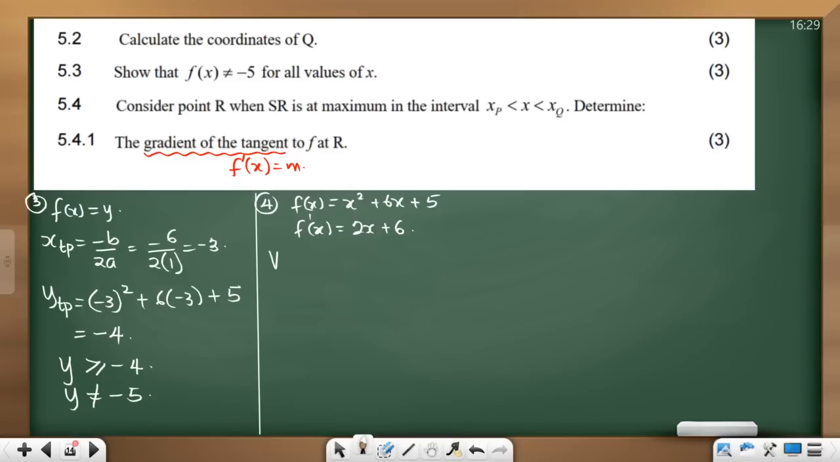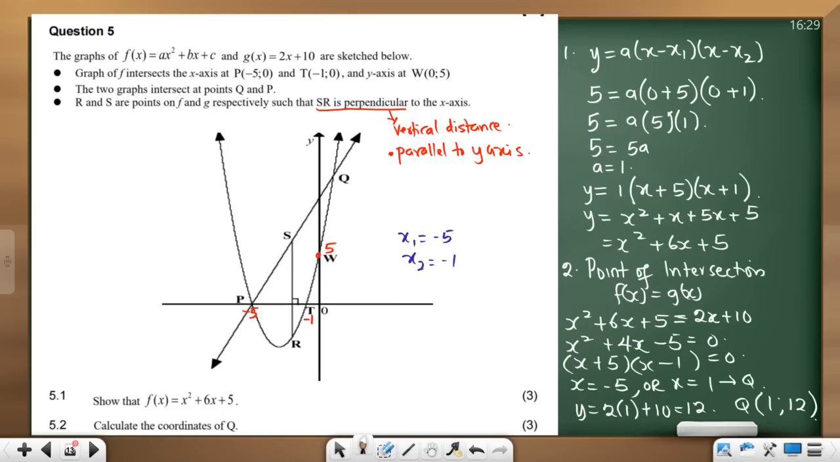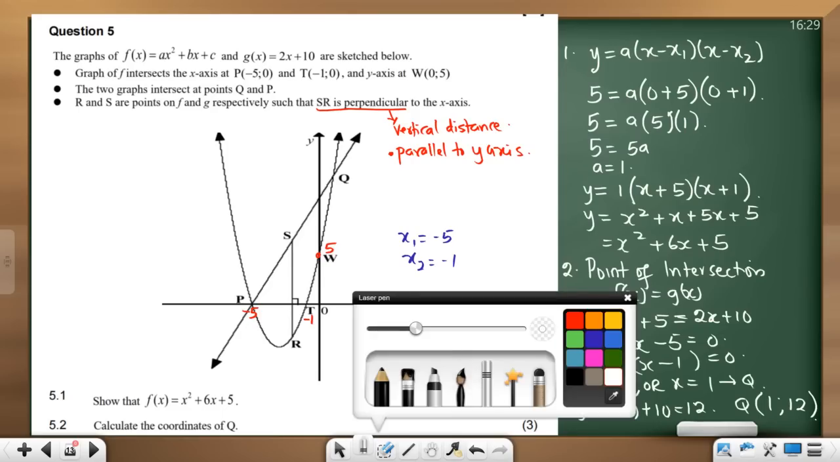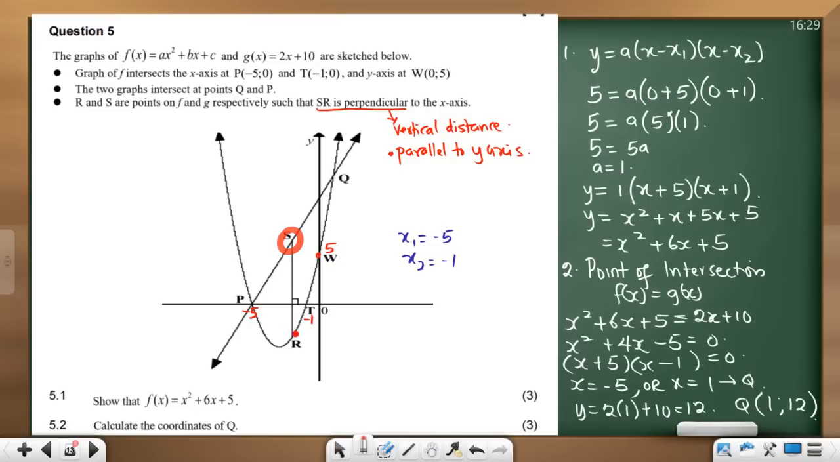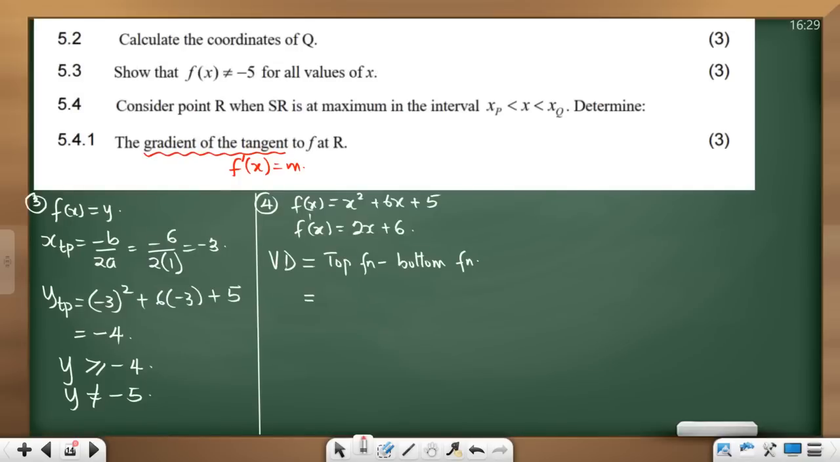We said vertical distance, my beautiful learners, is always top function minus bottom function. Don't forget that. Let's go back to the graph. Which function is on top? Let's go back to the graph quickly. At SR, it is the straight line. G is on top. F of x is at the bottom. So basically the examiner is saying g of x minus f of x.